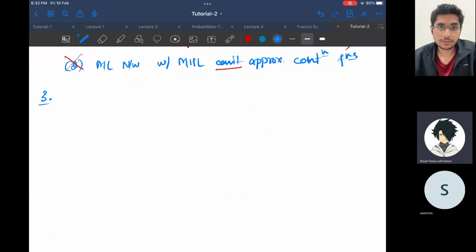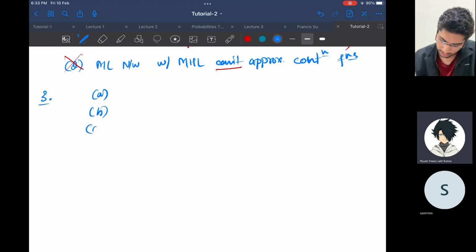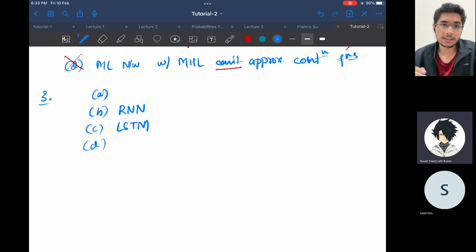Let us look at the third question. This question asks you, which of the following architectures has a capacity to solve complex, long time lag tasks? There are four options, out of which the two that are of interest are RNN and LSTM. The other two, Hopfield networks and Elman networks, are not desired here. RNN and LSTM both solve long time tasks.